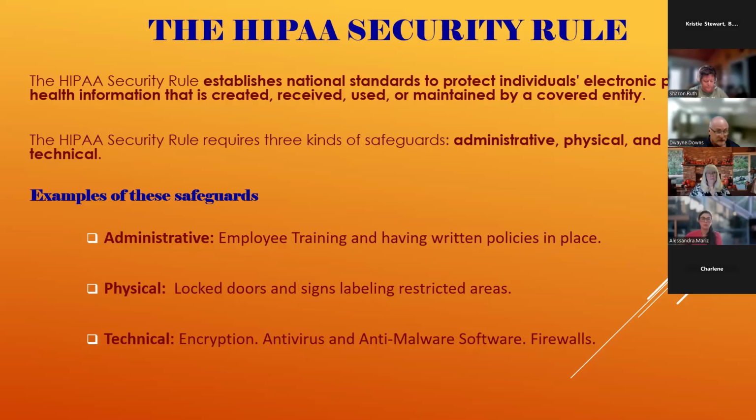Compliance with the Security Rule is crucial for maintaining patient trust, avoiding costly penalties, and protecting the reputation of healthcare organizations. An example of an administrative safeguard would be employee training and having written policies in place. A physical safeguard would be having signs labeling restricted areas as well as locked doors. A technical safeguard would be having security protocols set up, such as encryption, antivirus software, and firewalls.